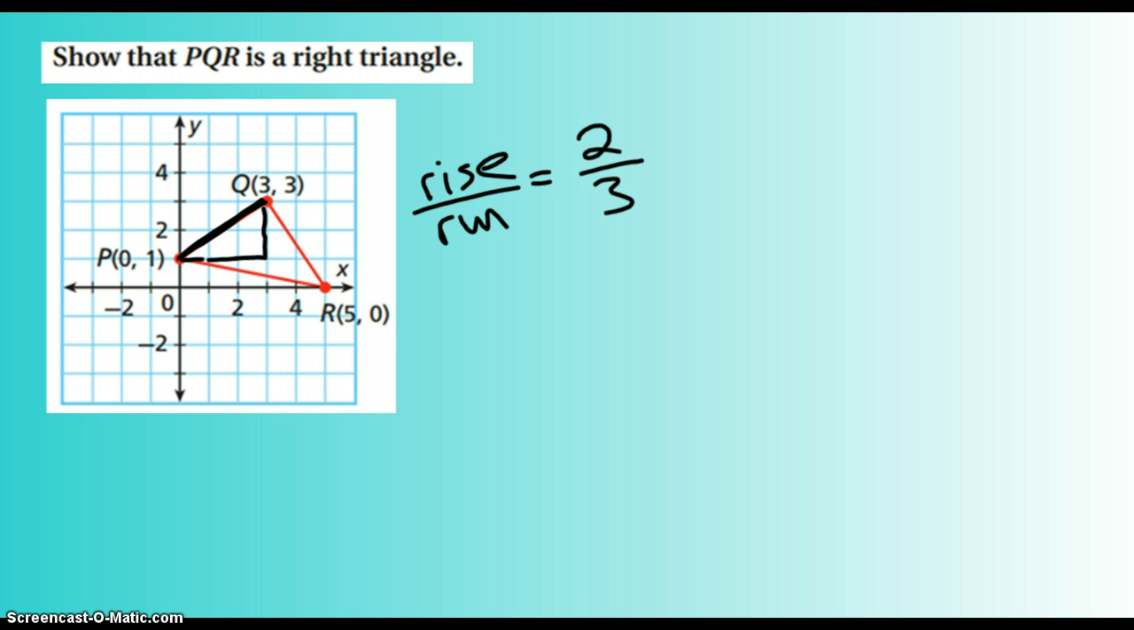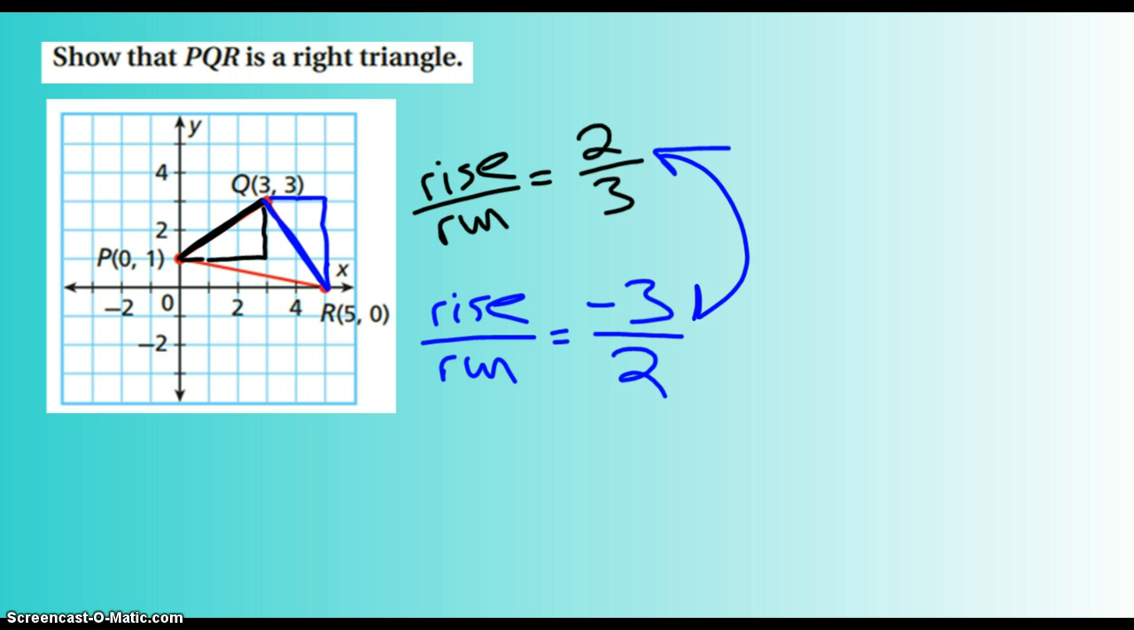Now if I look at this line, I'm going to go over 2, 1, 2. So again, rise over run. I went over 2, that's my run, and now I'm going down 1, 2, 3. Notice how we have opposite reciprocal slopes, -3/2 and +2/3. You flip it and switch the sign. This means we have that 90-degree angle between those two segments, meaning we do have a right triangle. So we can officially say that PQR is a right triangle.